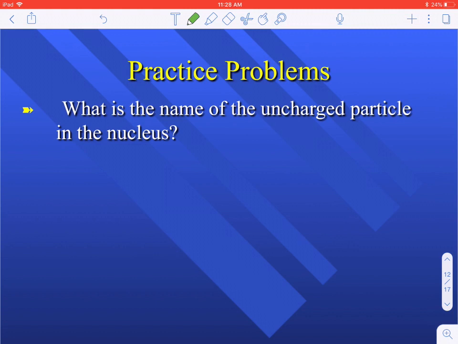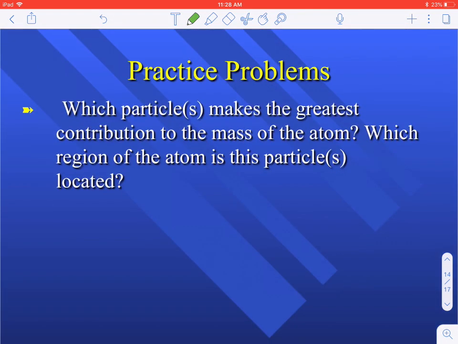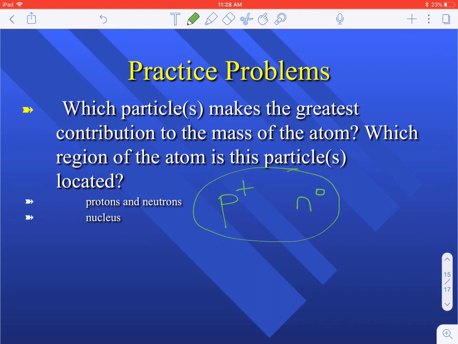We have an uncharged particle in the nucleus. What the heck is it? Well, it's a neutron. A lot of people think the N means negative, but think more neutral, right? So that means neutral, no charge. Which particle makes the greatest contribution to the mass of the atom in AMU? Well, there are 2 of them, right? Protons and neutrons both contribute to the mass of an atom, and they are located in that small central region called the nucleus. Remember, the nucleus is made up of positive protons and neutral neutrons, which means that this thing overall, positive plus 0, is positive.